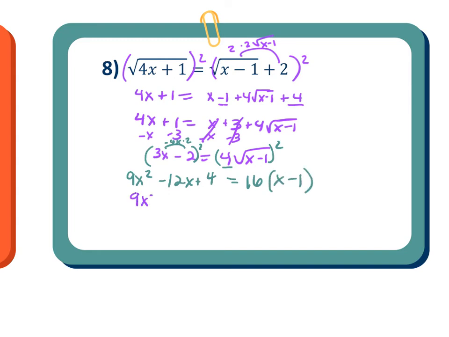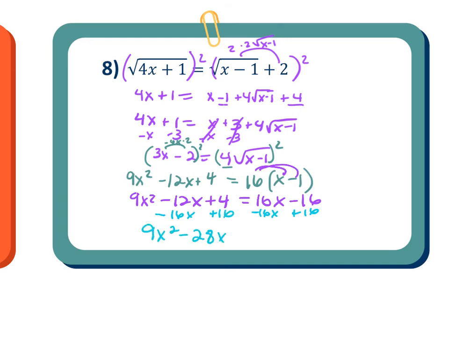Distribute the 16 to x and to 1. Then subtract the 16x and add the 16. 9x squared minus 28x plus 20. Now we factor. So 9 times 20 is 180. Factors of 180 that sum to 28. Negative 10, negative 18.